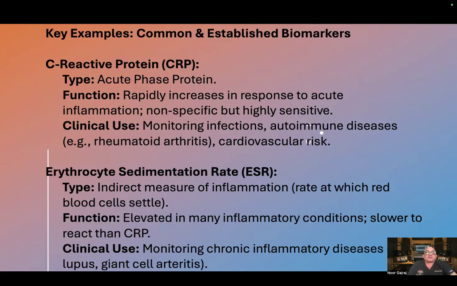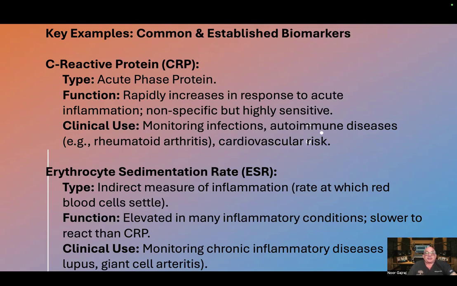Key examples: C-reactive protein, CRP. As we said, it's an acute phase protein. It rapidly increases in response to acute inflammation. It's nonspecific but highly sensitive. Clinical use: monitoring infections, autoimmune diseases such as rheumatoid arthritis, and cardiovascular risk.